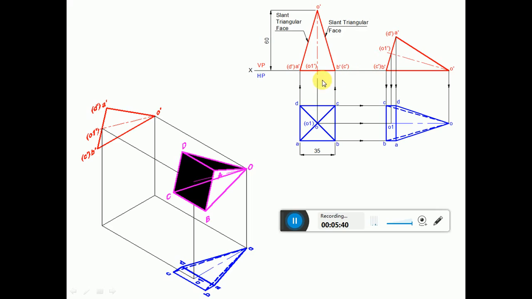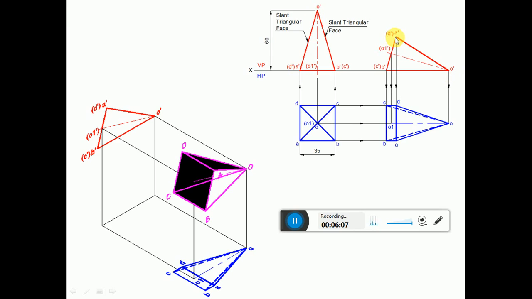How to reproduce this? Measure the length from B dash to O dash. With B dash, C dash as center, consider any distance with respect to this. From here you cut an arc on this. You are going to get this point. Similarly, you measure the length from B dash to A dash. From B dash you draw an arc. Similarly, you measure the length from A dash to O dash. From O dash you cut an arc on this to get this point A dash, D dash.